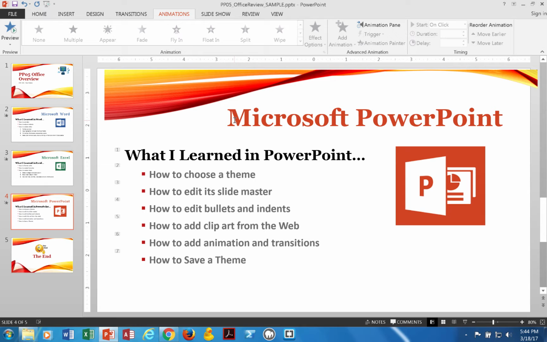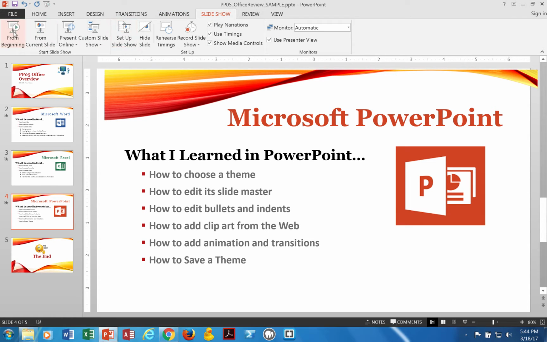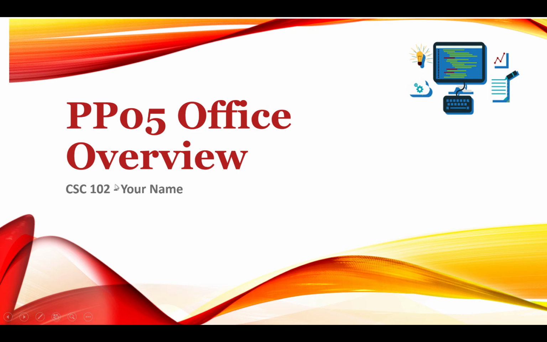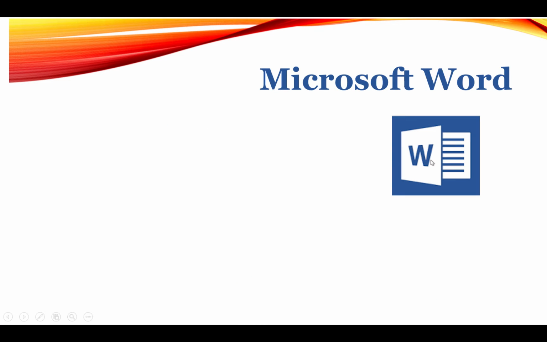You're going to download a sample to look at, and that'll give you an idea of what the finished product should look like. And here it is right here. It's going to say PP05 Office Overview. It's going to have your section number and your name and some kind of cheesy piece of clip art you could put on there. Hopefully you'll find something better than that. And this will be the first slide.